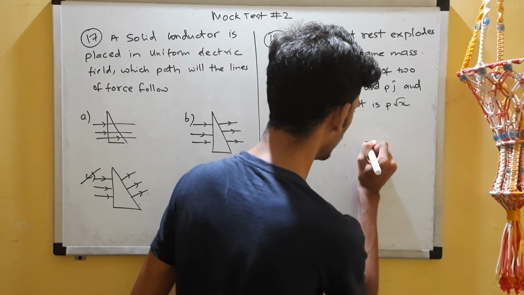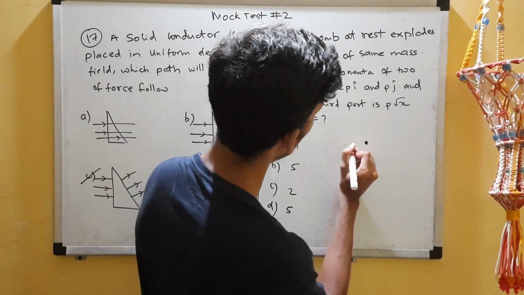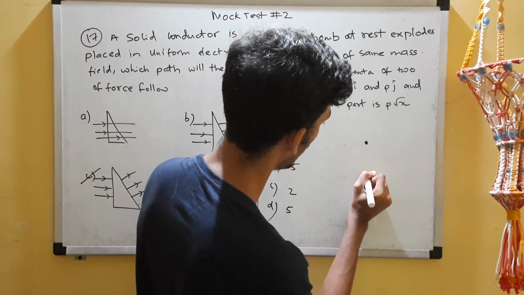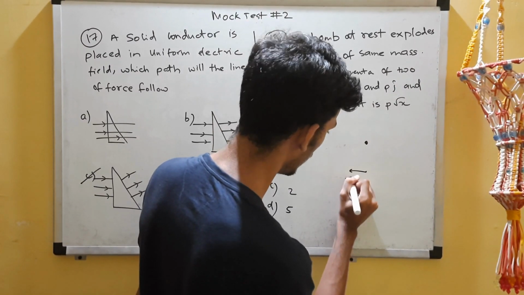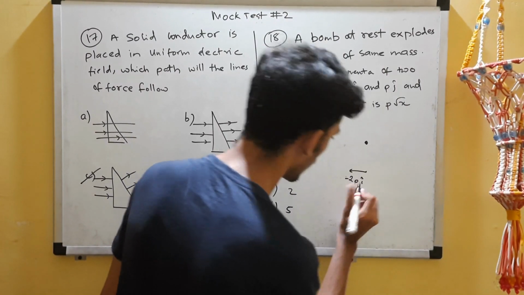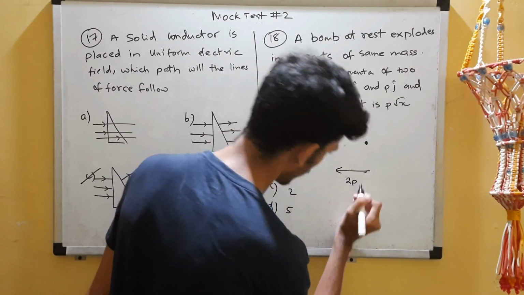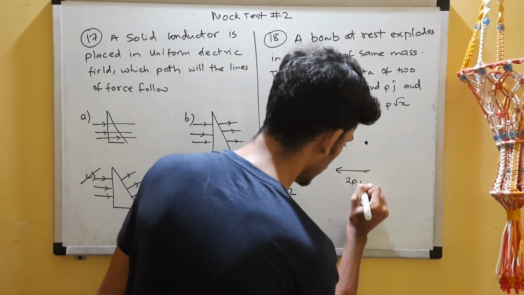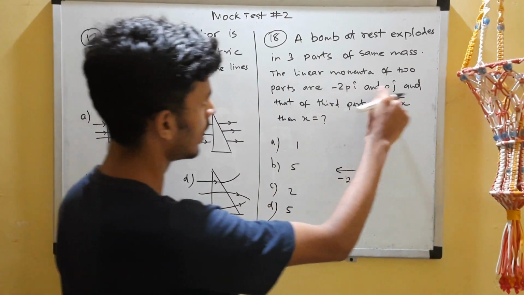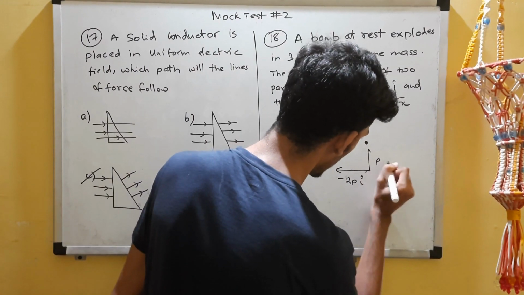So we have a bomb. This will explode into 3 equal parts. The first among them will move in this direction with a linear momentum of 2p i cap. Assume that this is 2p, and this is the minus i cap direction, that's why I drew it like that. Now the other one will go in the j cap direction, and it is p j cap.